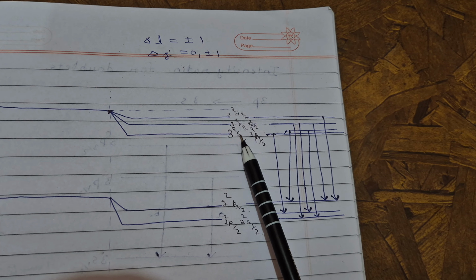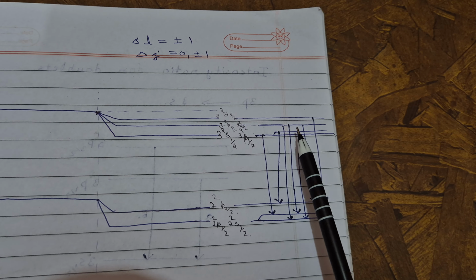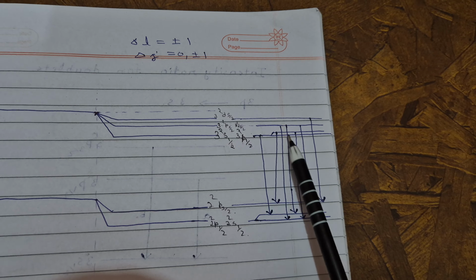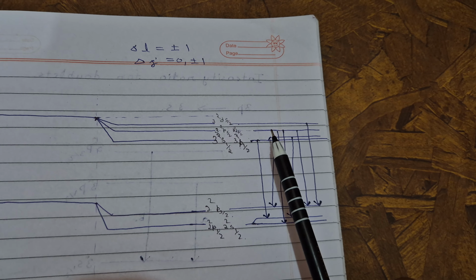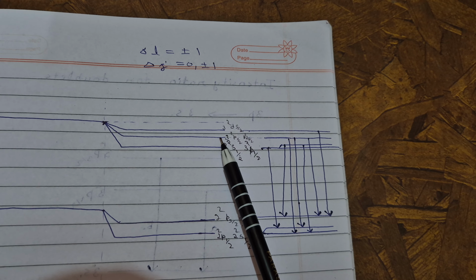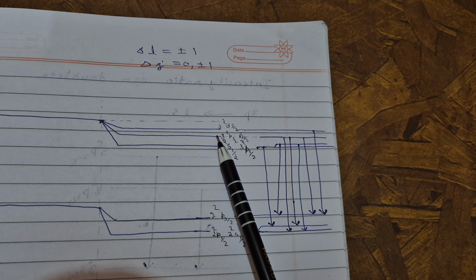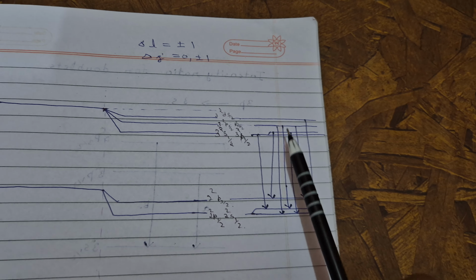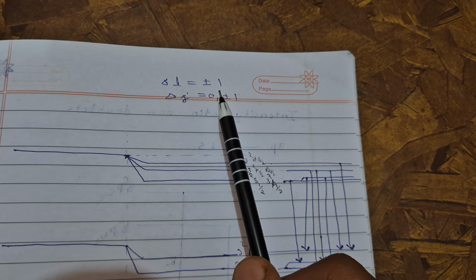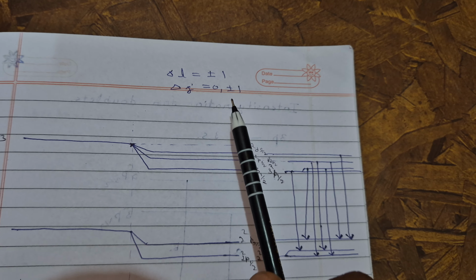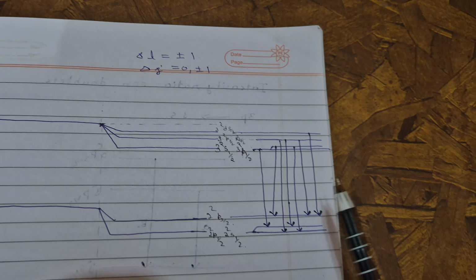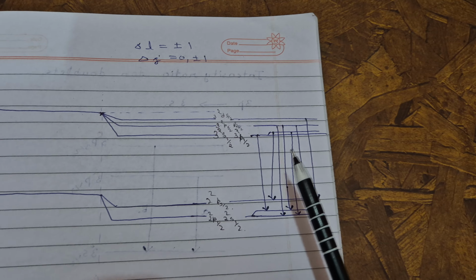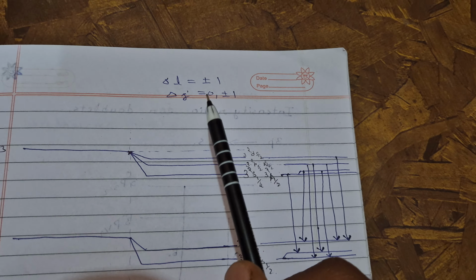Now again the 3s 1/2 and 3p 1/2 will be split, so 3s 1/2 will go upward and 3p 1/2 will go downward. As I told you, the difference between these two lines is very small, so we just consider it as one, and this 3d 5/2. Now you check according to this rule: delta L must be plus minus 1, delta J must be 0 or plus minus 1. So you will get these 7 lines, you can check them and you will find that all these lines satisfy these rules.